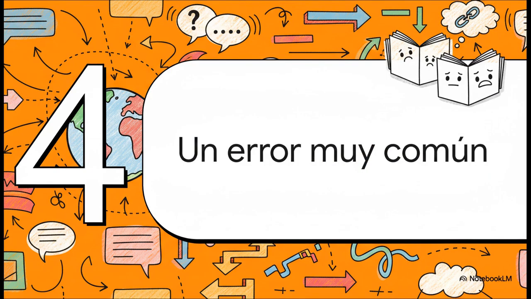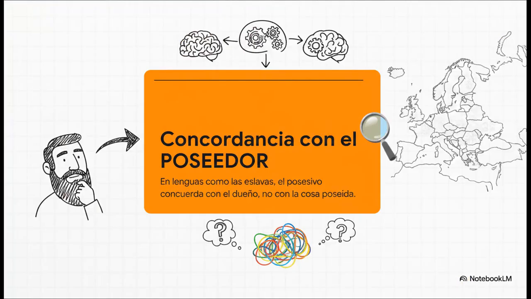So if it's that straightforward, why is this such a common mistake for people learning Spanish? The reason is actually pretty fascinating, and it's all about how other languages work. Believe it or not, in many other languages, like in the Slavic family, the rule is the exact opposite of Spanish. The research shows that their possessive words actually agree with the owner, not the thing being owned. So if you speak one of those languages, your brain is literally hardwired to do the opposite of what Spanish is asking you to do.